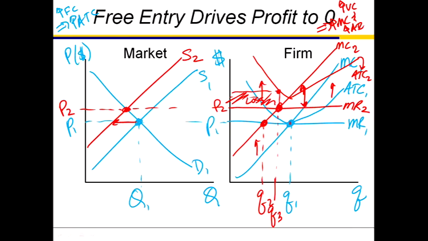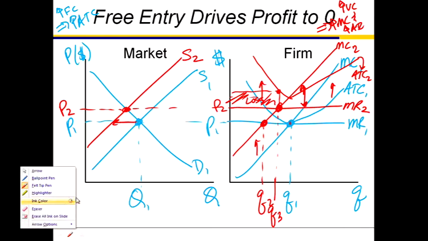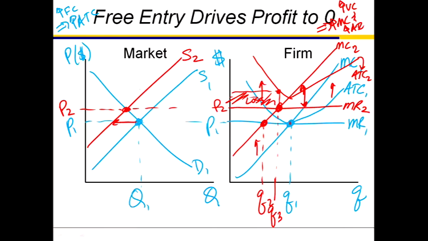Because the typical firms are now incurring losses, we're now going to get some firms leaving the market. Change colors again. Somebody asked me not to use red green. And so now the supply curve is going to shift to the left again, S3, because of the decrease in the number of firms in the market. Firms are going to leave the market, and the price is going to rise until we hit price P3.